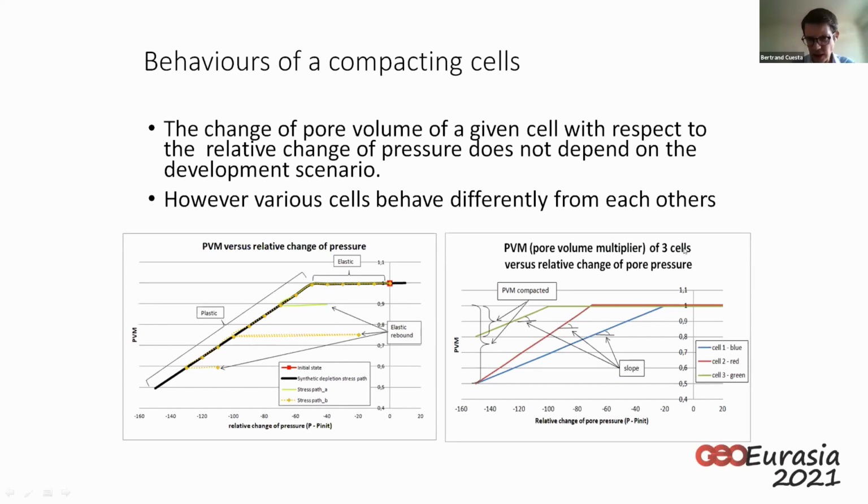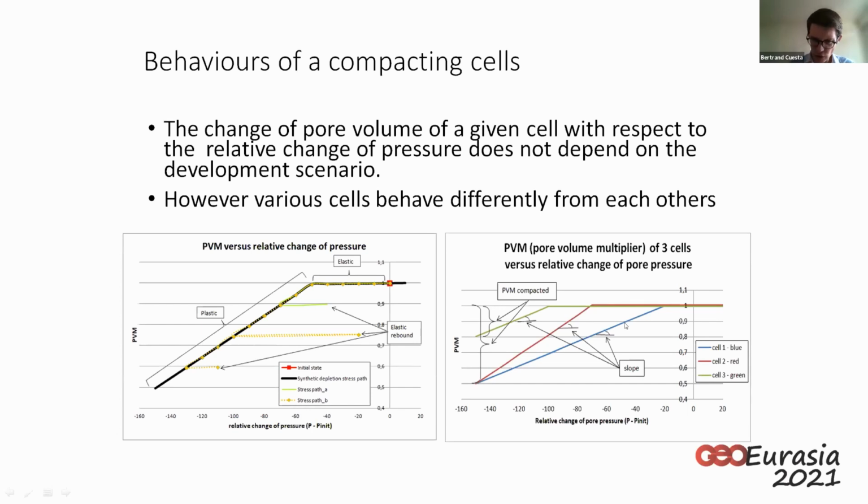Another observation is that not all the cells in a model will behave the same. Some will be weaker, so they will compact faster or earlier, or they will be at a stress regime which makes them more prone to compact. Here there are 3 cells. Okay, so cell 1, which is in blue, experienced pore collapse after 20 bar of depletion, and then it compacts slowly down to 50% of reduction of pore volume.